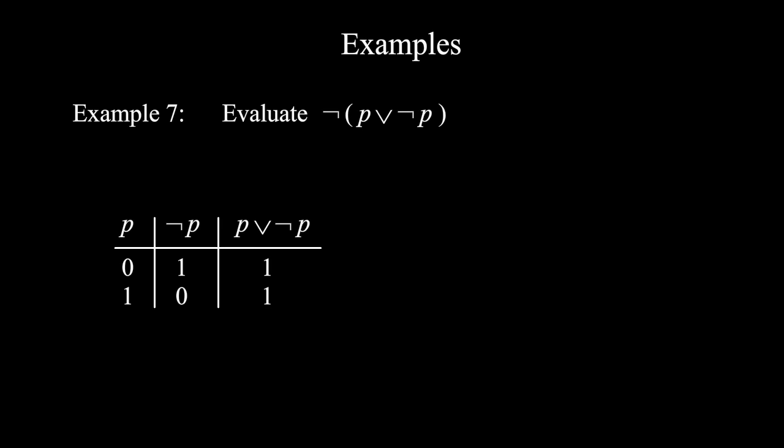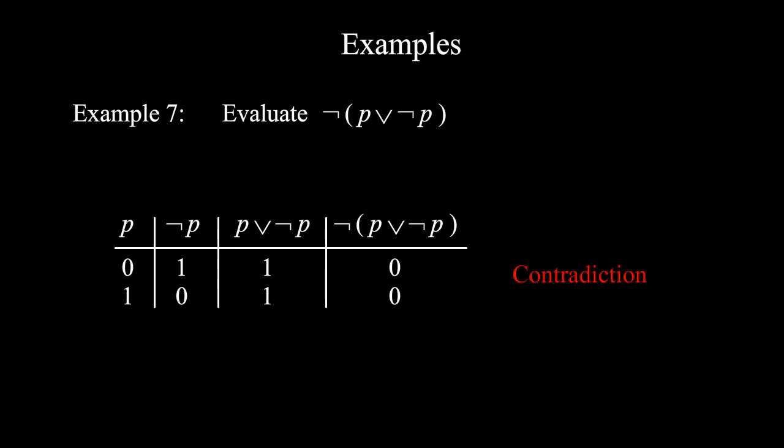This has values all ones. Then finally, the main proposition, which is not of the third column, so the values are all zeros. A proposition which has values all zeros is called a contradiction.